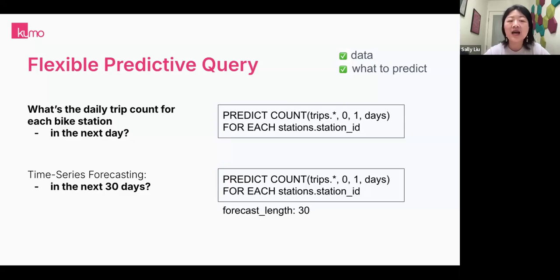When it comes to time series forecasting, you want to know not just the next day, you want to know the next 30 days, for each day. Here it's very easy to specify that. You only need to say the forecast length, instead of 1 day, is now the next 30 days. Okay, so now we have two things set up. We have the data and we also know what to predict. Let's go to our Kumo platform to see what it looks like.